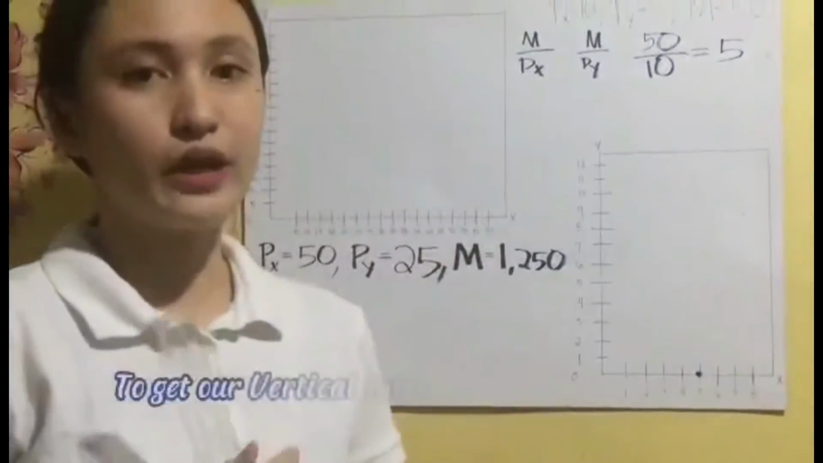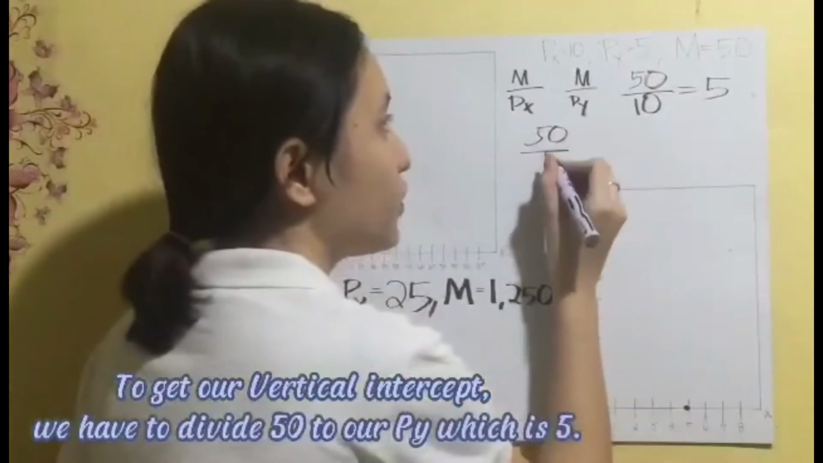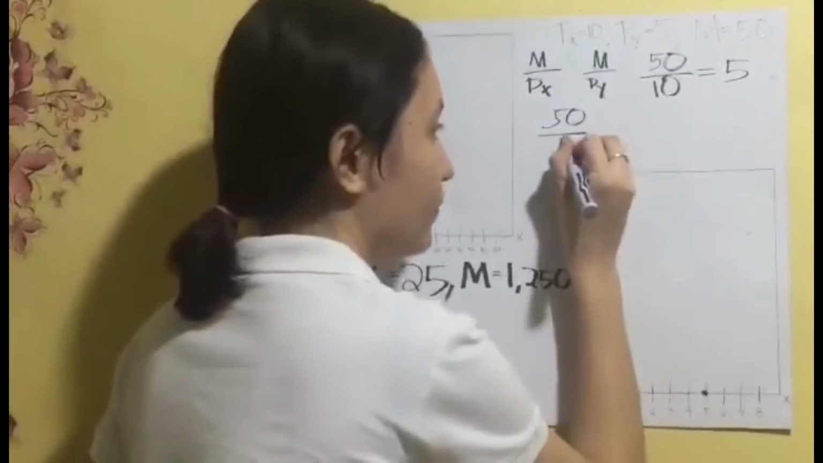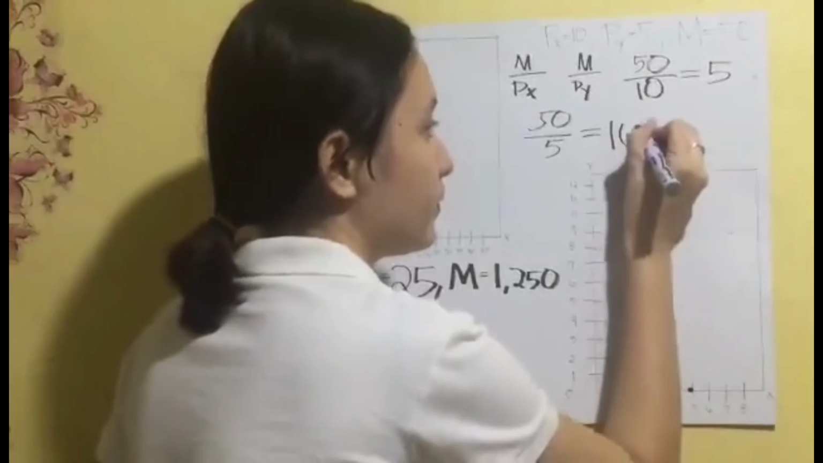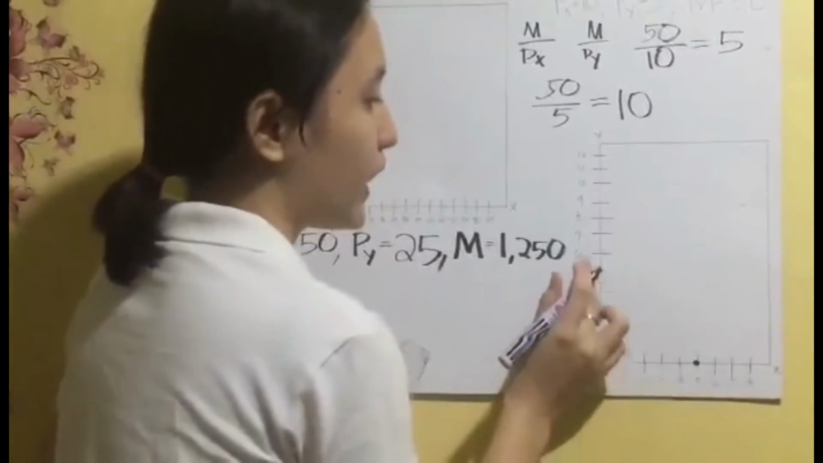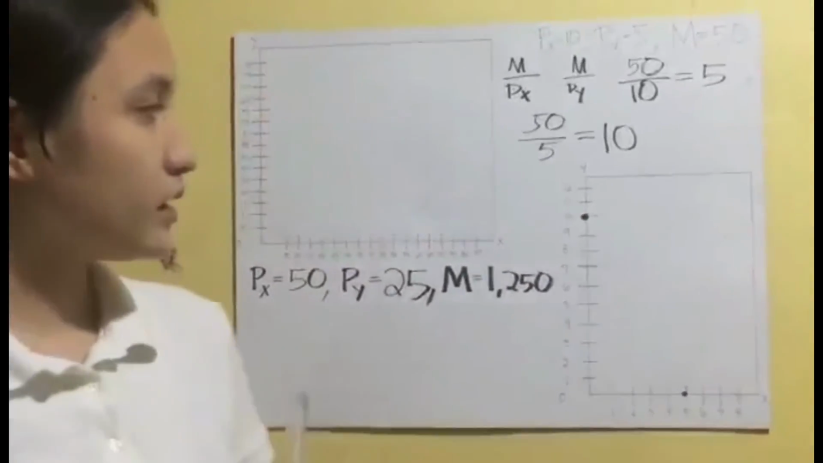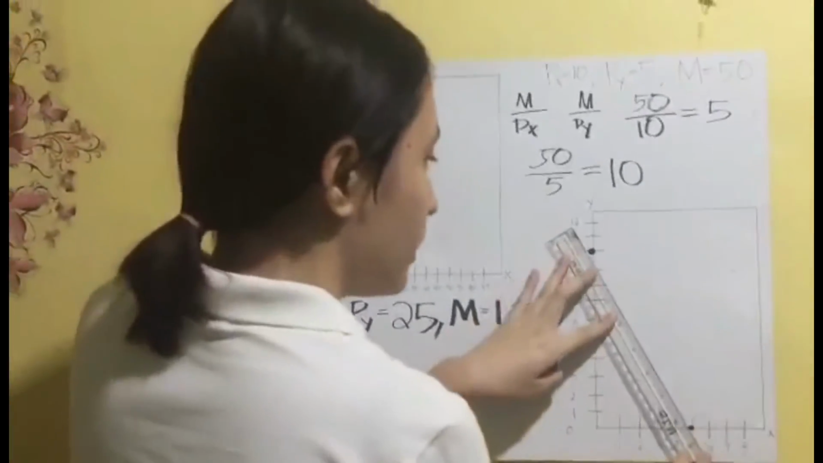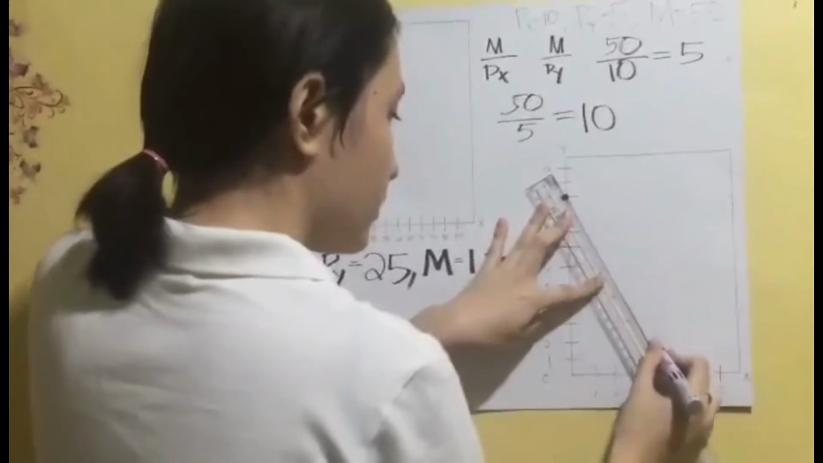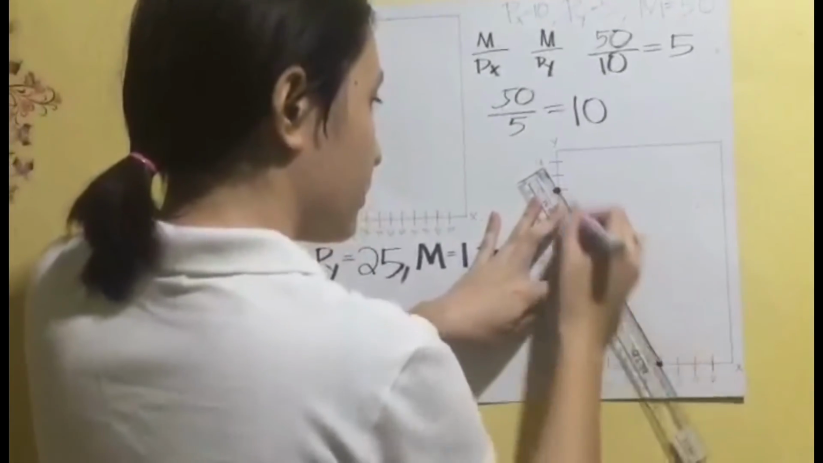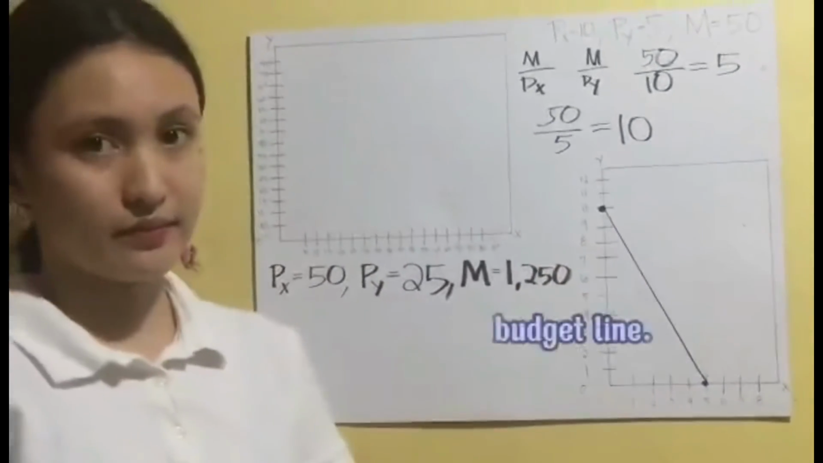And to get our vertical intercept, we have to divide 50 to our py, which is 5. 50 divided by 5 equals to 10. 1, 2, 3, 4, 5, 6, 7, 8, 9, 10. Let's draw a dot here. Then, let's connect them. This is what we call budget line.